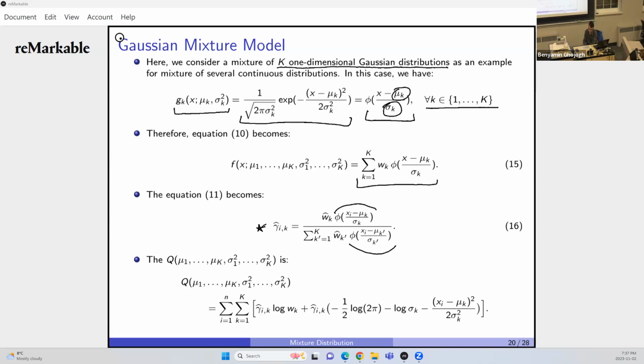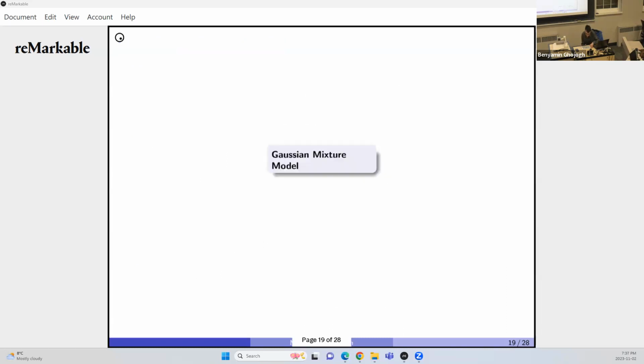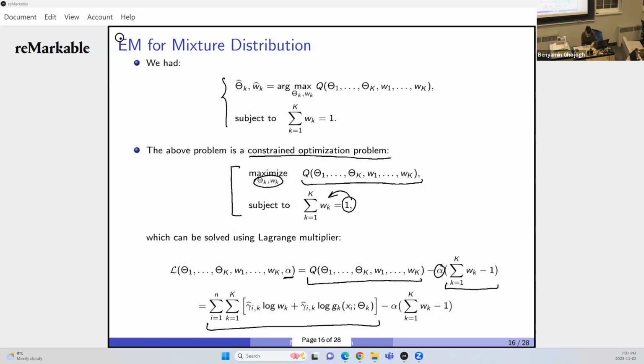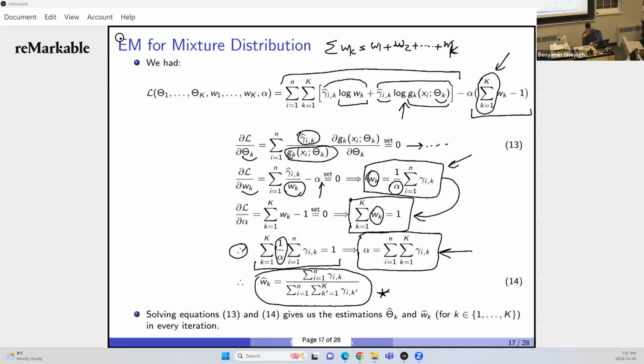Now let's see what happens to the Q, which was the expected log likelihood. Let's go back to Q. I don't memorize formulas. This was Q, do you remember? So I have gamma log of w plus gamma log of g, right? Gamma log of w is the same in all distributions. Gamma log of g is now different in the GMM. Let's see what happens.